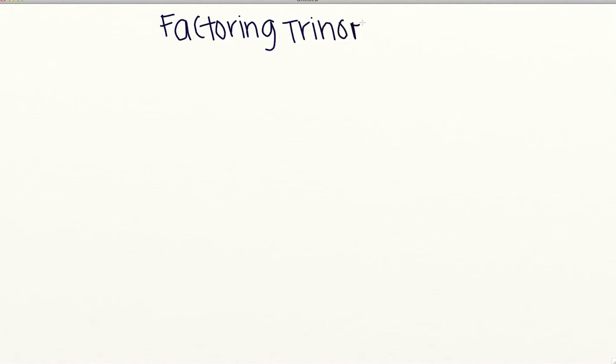Hello, everybody. In this lecture, we are going to be covering the second part of our factoring trinomials math tutorial. And remember, a trinomial is something in math that has three terms. Tri means three, and it's typically written in the form ax squared plus bx plus c.